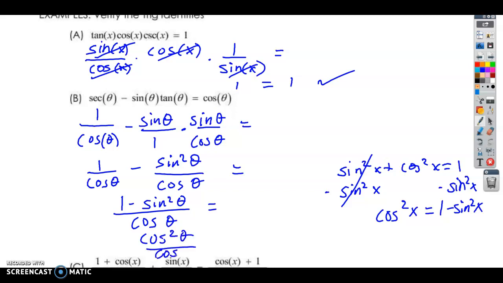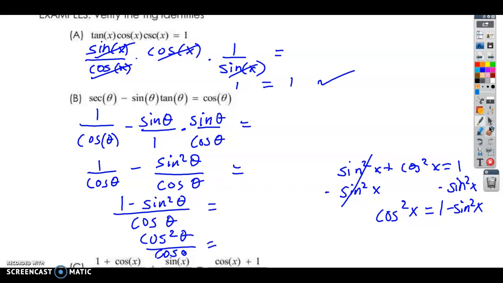My denominator is cosine. That looks like a null, empty set, but it's not. Okay, so that equals cosine, because one of the cosines in the numerator and one of them in the denominator will cancel. I'm running out of room.